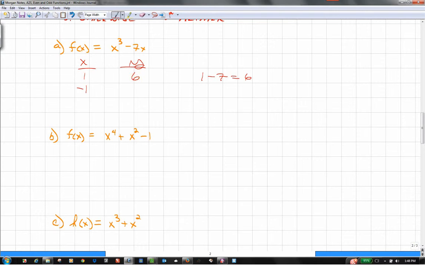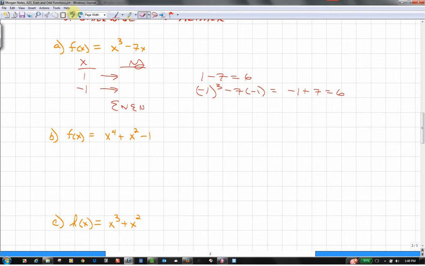Now if I put a -1 in, I would get a -1 cubed minus 7 times a -1. I'm sorry, I got a -6 out for the first one, so that changes everything. Let's try it again. I put 1 in, 1 minus 7, that's a -6.